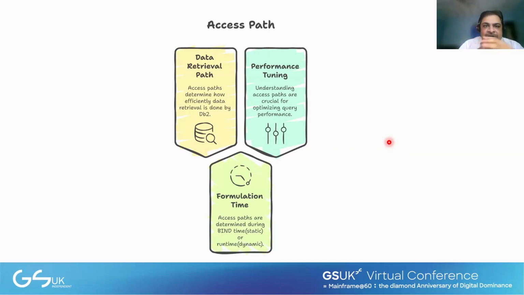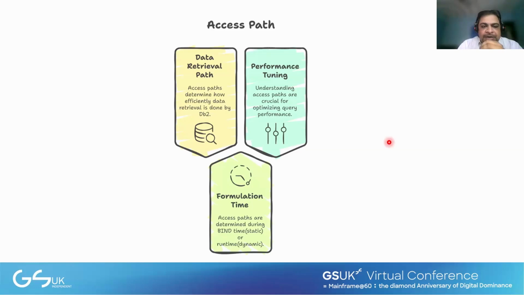So once you understand the access path, based on those inputs, you can optimize the query so that the query runs faster than what it used to run earlier. So the whole purpose here is to make it quicker, faster to fetch the same data.